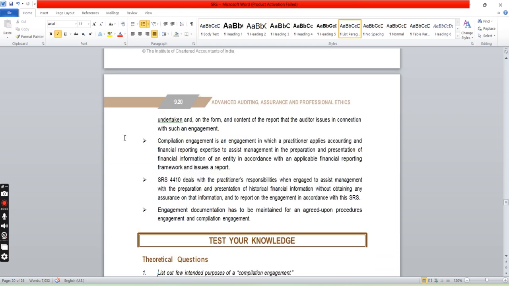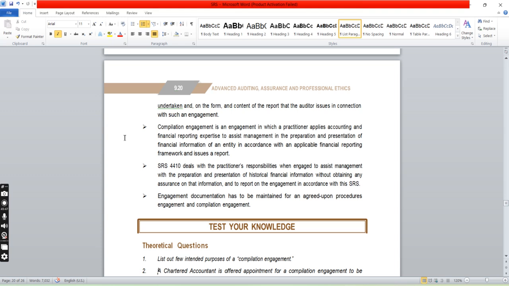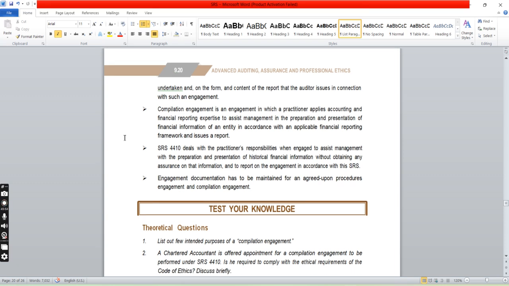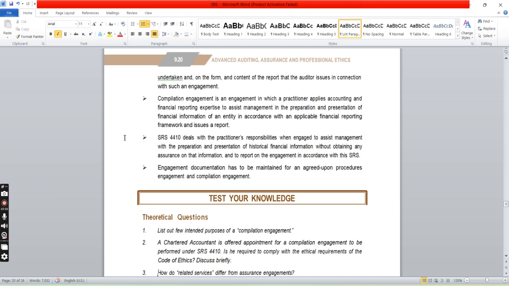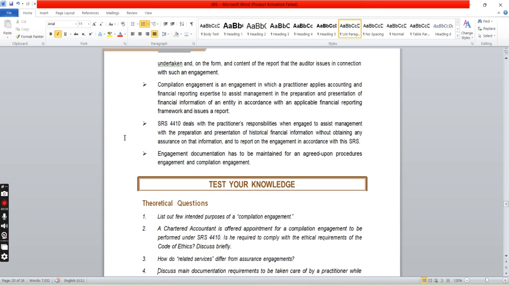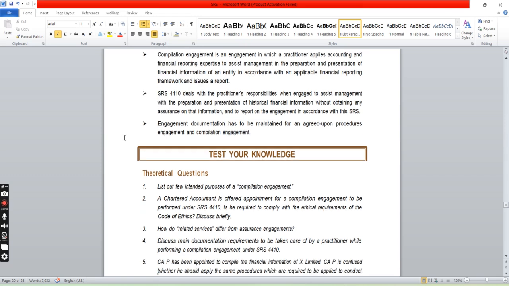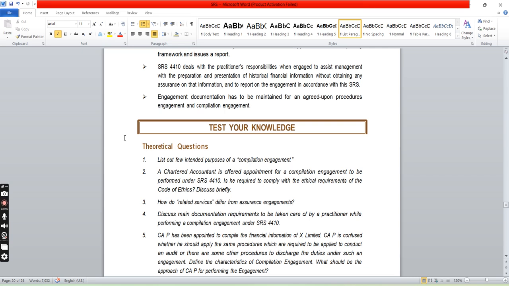Compilation engagement is an engagement in which the practitioner applies accounting and financial reporting expertise to assist management in the preparation and presentation of financial information of an entity in accordance with the applicable financial reporting framework, and issues a report. SRS 4410 deals with the practitioner's responsibility when engaged to assist management with the preparation and presentation of historical financial information without obtaining any assurance on that information, and to report on the engagement in accordance with this SRS. Engagement documentation has to be maintained for an agreed upon procedures engagement and a compilation engagement.